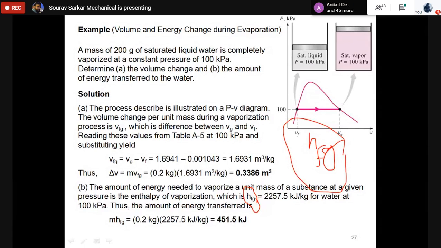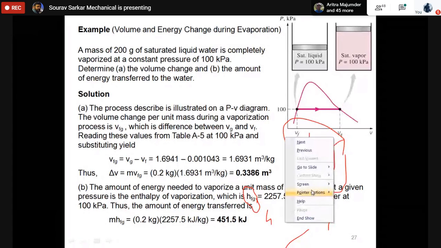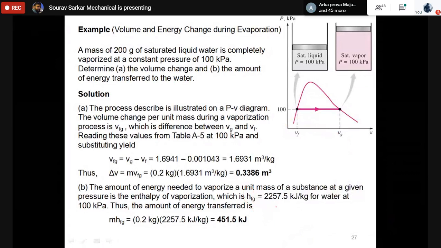Whenever they are talking about phase change, the Hfg is nothing but Hg minus Hf. So you can use this and from that you can calculate. But life is not so easy.